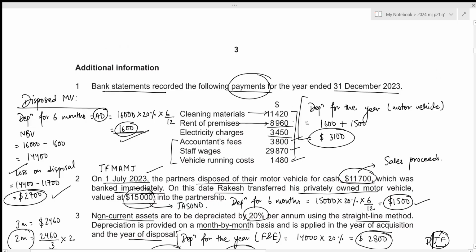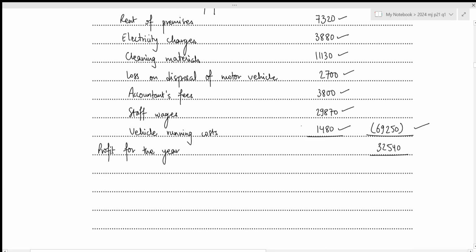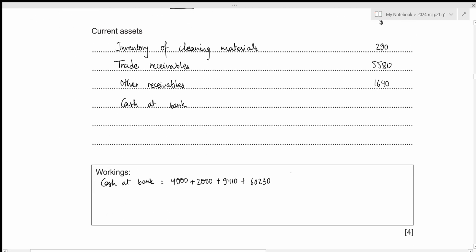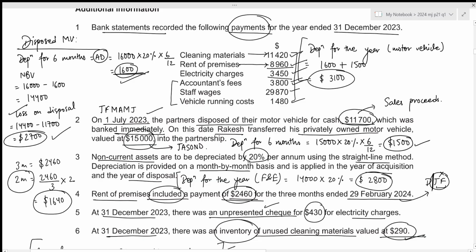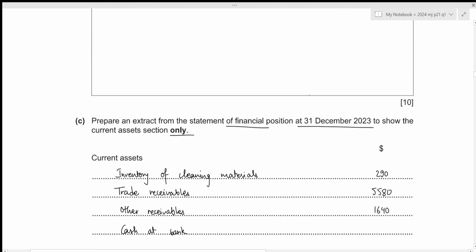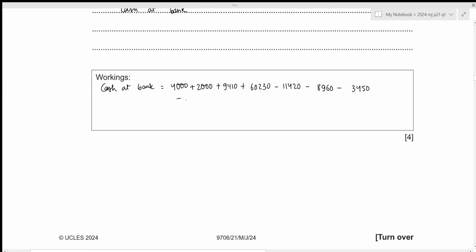Let's do it in two parts. For the first one, let's subtract 11,420, 8,960 and 3,450. So we subtract 11,420, then we subtract 8,960 and then we subtract 3,450. Then we subtract the remaining payments, which is 3,800, 29,870 and 1,480. Let's write it down. So that's minus 3,800, minus 29,870, minus 1,480.